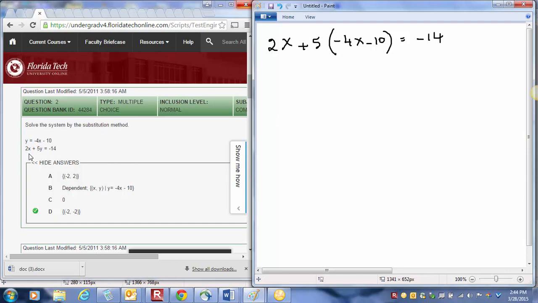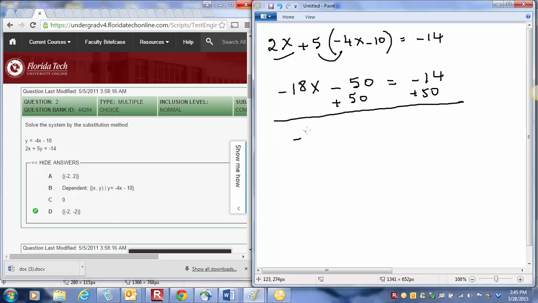So again, I'm looking at the second equation here, 2x plus 5y, instead of y, I'm writing negative 4x negative 10, and then equals negative 14. Let's combine like terms. Here we have negative 20x, and we have plus 2x. So that's negative 18x. 5 times negative 10 is negative 50 equals negative 14. So I'm going to move the 50 to the other side. I'm adding 50 to both sides.